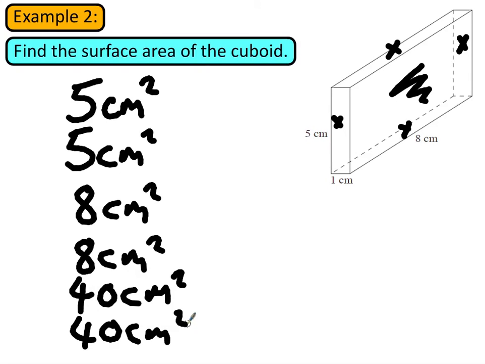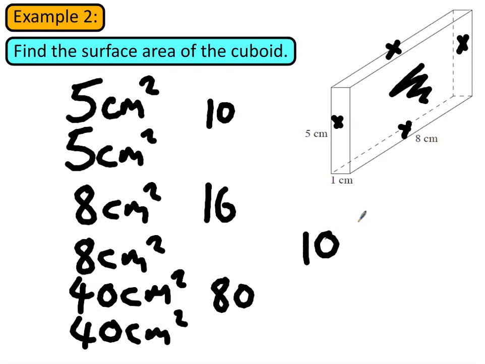If we work that out, these two are going to come to 10, these are going to come to 16, these are going to come to 80, and then if we add that up, we're going to have 106 centimeters squared. So that's how you work out the surface area of a cuboid. That's all you need to know to access the work.